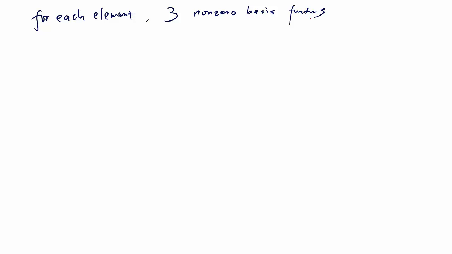So for each element i, we have three basis functions. Let me call them left i, middle i, and right i. This left i is a function that goes like this, and the middle is a function that goes like this, and the right is a function that goes like this.